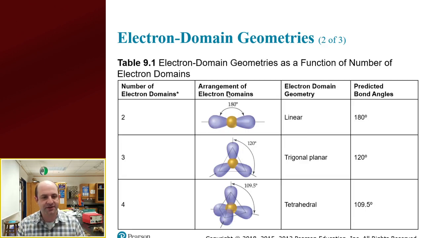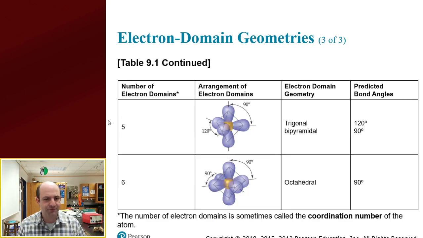So we have to memorize this table. If there's 2 domains, it's linear. If it's 3 domains, it's trigonal planar. Linear was 180, trigonal planar is 120. If there's 4 domains, they spread out in 109.5 degrees. We call that tetrahedral. If there's 5 domains, we call it trigonal bipyramidal.